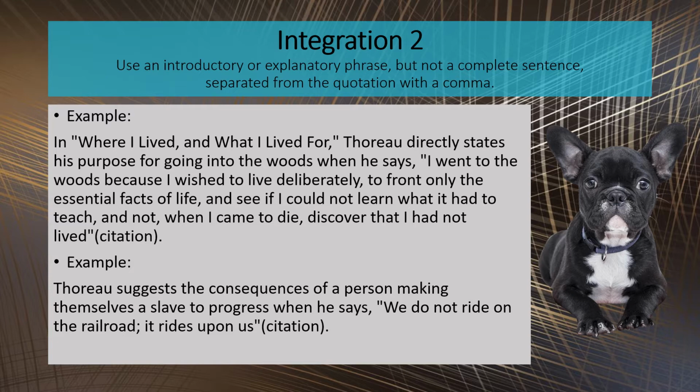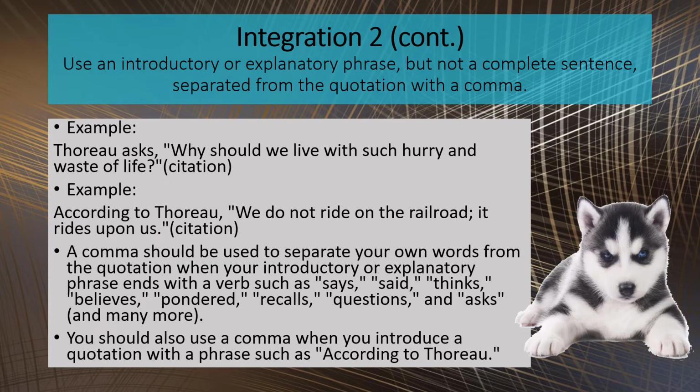Another example: Thoreau suggests the consequences of a person making themselves a slave to progress when he says, "We do not ride on a railroad, it rides upon us." As you can see, both of these sentences are not complete, which is why it states "he says" and is only a comma. A third example: Thoreau asks, "Why should we live with such hurry and waste of life?" One more. According to Thoreau, "we do not ride on the railroad, it rides upon us."